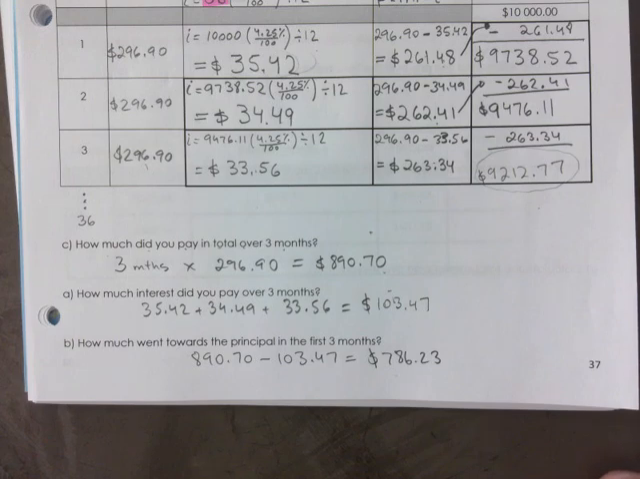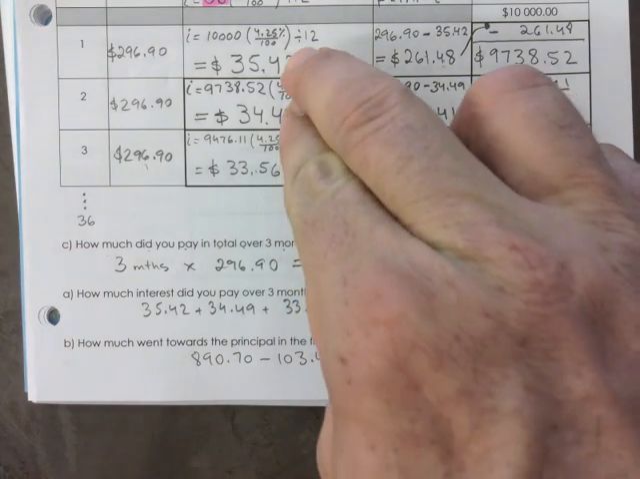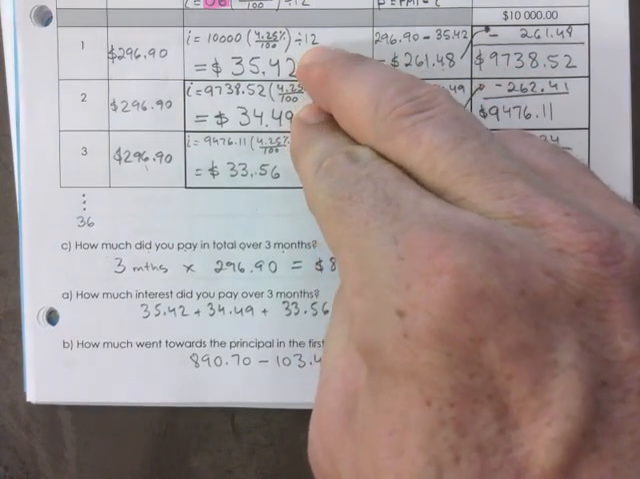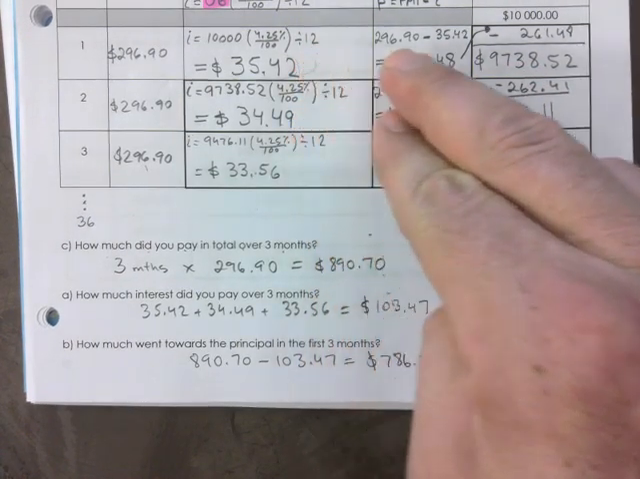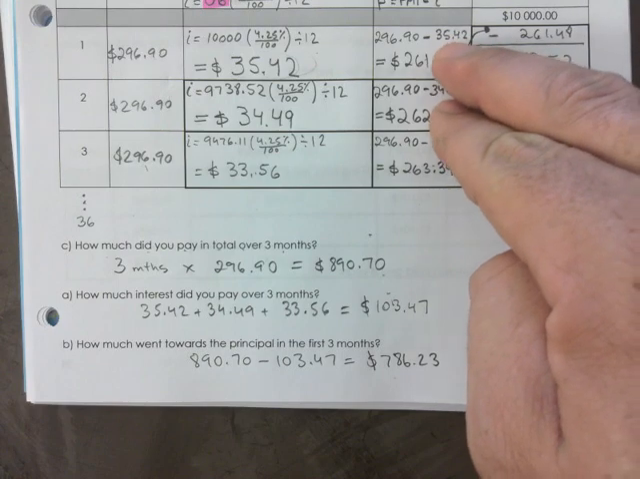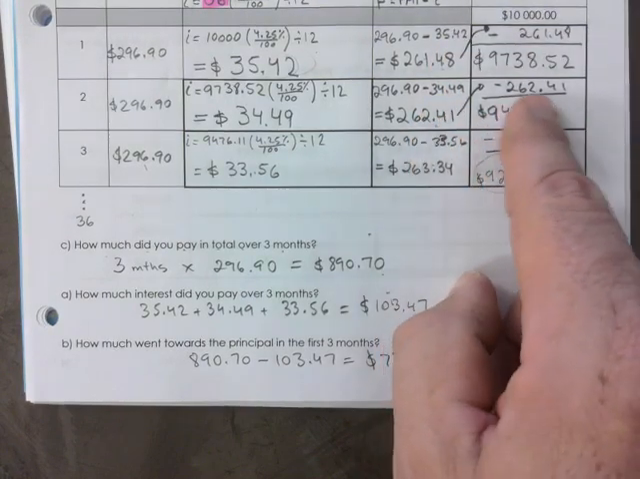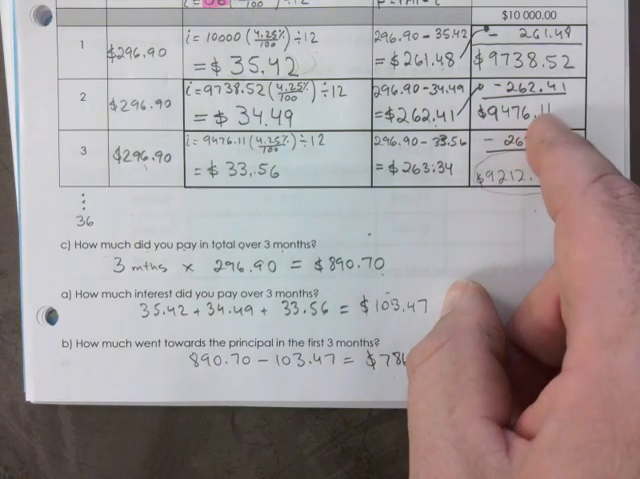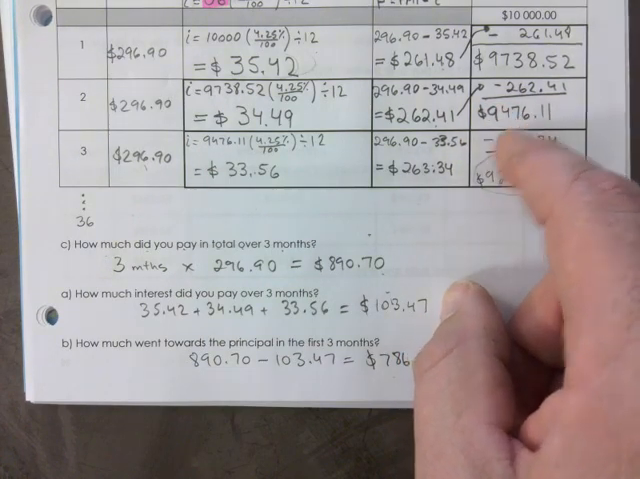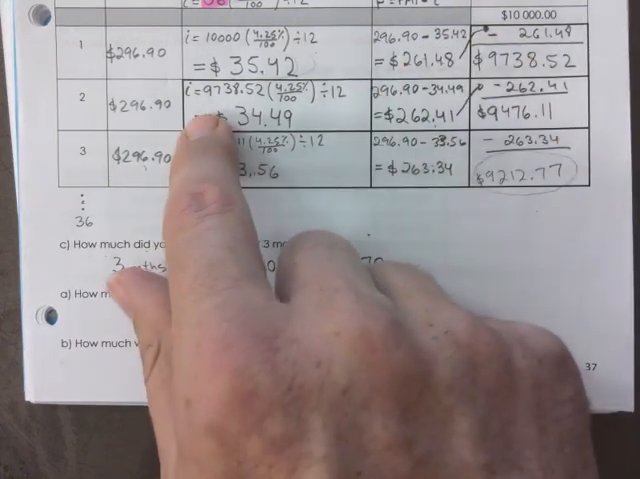So I hope you understand what I just asked there. If I asked you, hey, how much interest did you pay the first 2 months? I know what I'm supposed to do: add the 2 numbers here. How much principal did you pay the first 2 months? Add these 2 numbers here. How much do you owe after 2 months? 940, right? 94.76.11. So you need to be able to understand this table.